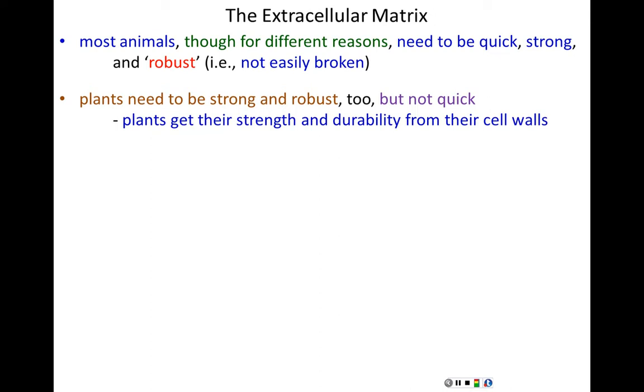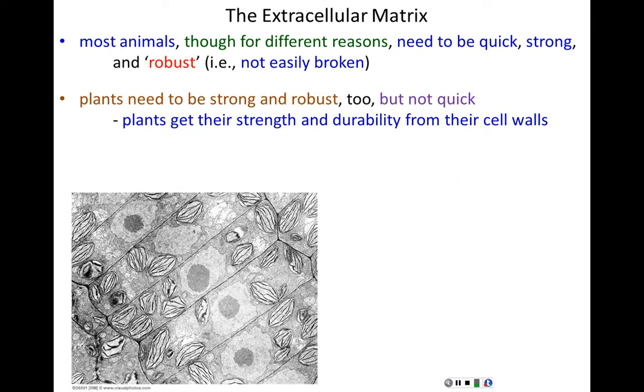Plants get their strength and their durability from cell walls. That's what allows plants to grow straight up towards the sun. It's what allows plants to withstand the high forces of the wind. The durability of plants comes from their cellulose cell wall. And you just look at a microscopic picture of a plant cell and you see how sturdy and regular and rectangular they look. That's all due to the cell wall that surrounds a plant cell. So cell walls make you stiff and static, durable and strong, but they certainly don't make you quick. They make you quite the opposite, pretty much rooted to one spot.